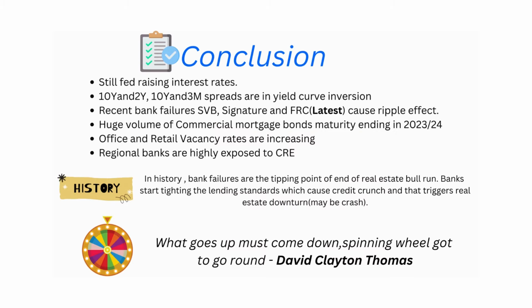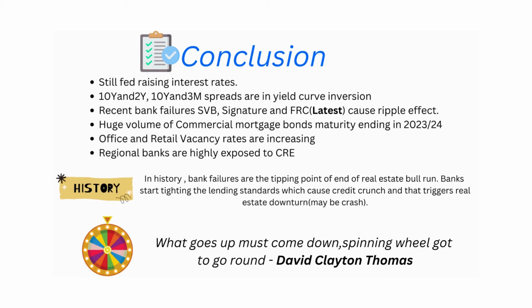And finally, my conclusion is: Fed interest rates are going high, the spreads between 10 and 2 year and 10 and 3 months are going high, bank failures are continuing, a huge volume of commercial mortgage bonds are maturing by end of 2023-24, office and retail vacancies are increasing, and regional banks are highly exposed to commercial real estate. All this points to the same thing: commercial real estate is in crisis.